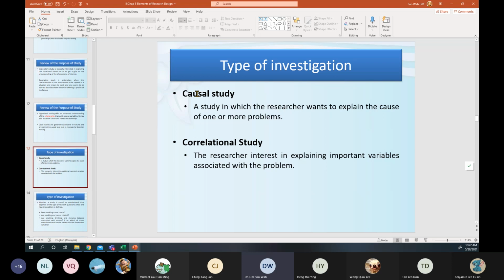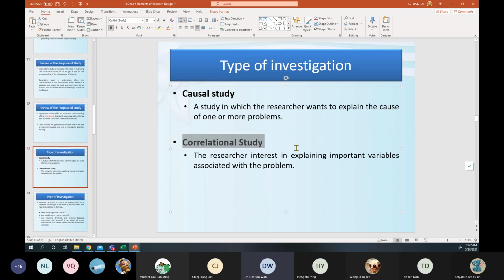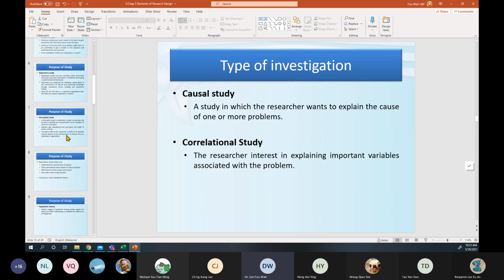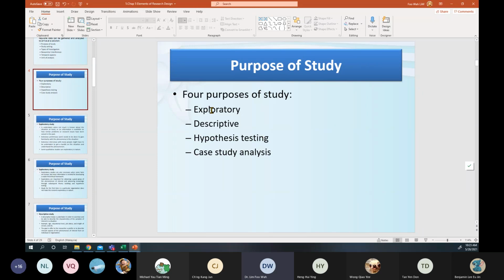Okay, before you answer the question, you must know what is a causal study, a correlational study, or which type of investigation should fall under a causal study or a correlational study. I need to look at the scenario first, then only I can decide. For example, the question asks, what is the purpose of study? Purpose of study, we got 4 purposes here. So according to the scenario given, I should write descriptive or hypothesis. So you must understand what the purpose is here before you apply it in the scenario given.